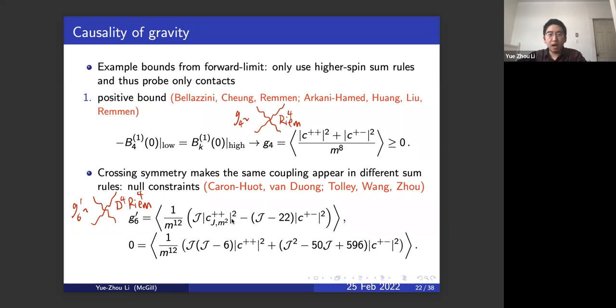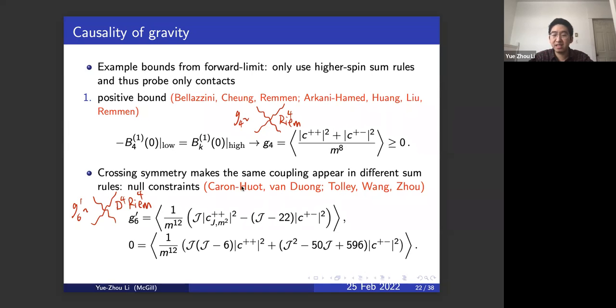Yeah, so we have some example bounds. Let me just briefly review some example bounds from the forward limit. The idea is that for the forward limit, we can only use the higher spin sum rule and thus only probe the contact terms. And there exist some positivity bounds derived years ago by a bunch of people. So for example, if we consider the sum rule relating low energy to high energy, it writes G4, which is the coefficient of Riemann to the fourth, in terms of positive things, and this must be positive. So this is an example bound.